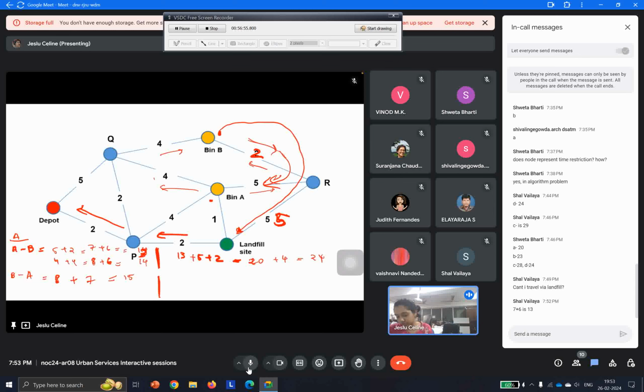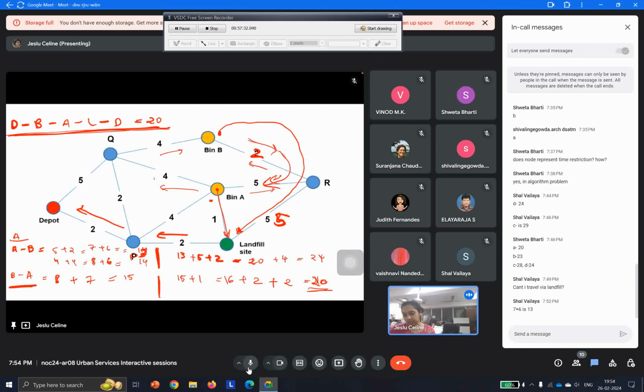So this is what is going to happen. Now imagine you're taking the other one. You're going to B first, and then you're going to A. So now from A, you can go to B in one go. So it is 15, plus 1 is 16, plus 2 to go to P, plus 2 to go to the depot, that will become 20. So if you're choosing the path depot to B to A to landfill site to depot, we are getting it in 20. Which means this is the shortest path that we would be taking. So yes, the answer was right.